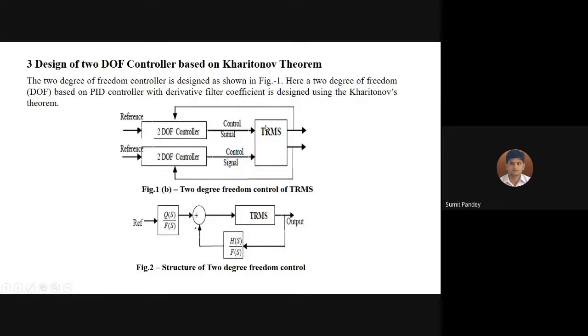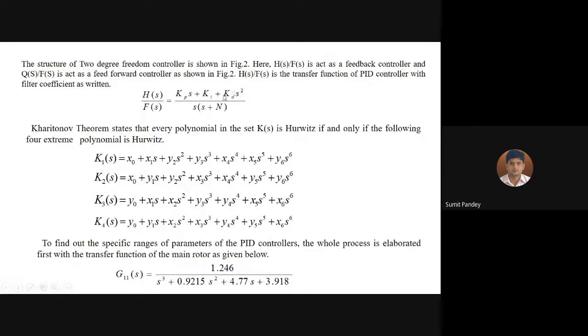This is the conventional control scheme where the reference has been given, and for the main and tail rotors we require two controllers, and a 2 DOF controller, that is a 2 degree of freedom controller, has been implemented. The control scheme of this 2 degree of freedom controller is shown here. Here there are H(s)/F(s) and Q(s)/F(s). Now this feedback H(s)/F(s) transfer function is responsible for providing the stability of the system, whereas this Q(s)/F(s) transfer function is responsible for improving the transient performance of the system. Although we can implement it without the 2 DOF controller, that is a single degree of freedom controller, if we use the 2 DOF controller, we see that the transient performance of the system is quite improved.